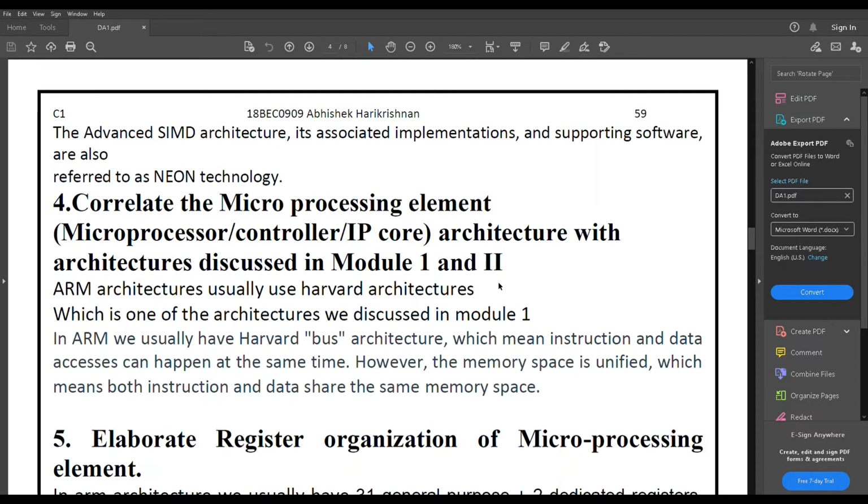The next question is to correlate the microprocessing element architecture with architectures discussed in Module 1 and Module 2. ARM architectures usually use Harvard architecture, which has been discussed in Module 1. In ARM, we usually have a Harvard bus architecture, which means instruction and data accesses can happen at the same time. However, memory space is unified, which means both instruction and data share the same memory space.